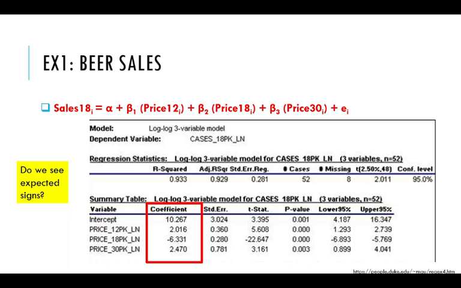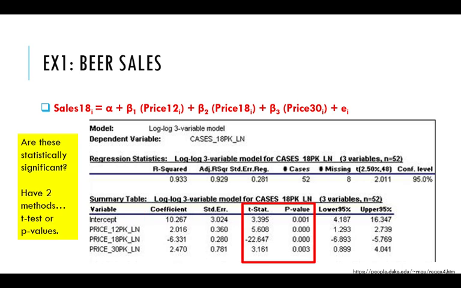And then the price of the substitutes should have a positive effect, because when the substitutes get more expensive, we sell more 18 packs. And we do have the right signs, right? We expected the substitutes to have a positive coefficient and the price of 18 packs itself to have a negative coefficient. All right, so we do have the right sign, but we haven't tested for significance. So we need to ask, are these statistically significant?